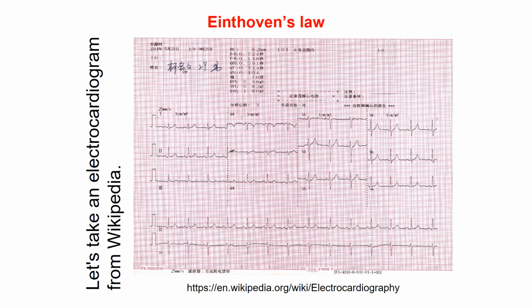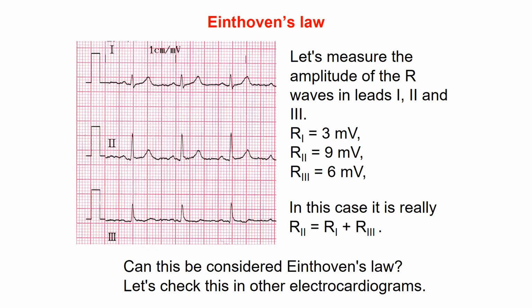Let's take an electrocardiogram from Wikipedia. Let's measure the amplitude of the R waves in leads 1, 2, and 3. R1 equals 3 mV. R2 equals 9 mV. R3 equals 6 mV. In this case it is really R2 equals R1 plus R3. Can this be considered Einthoven's law?